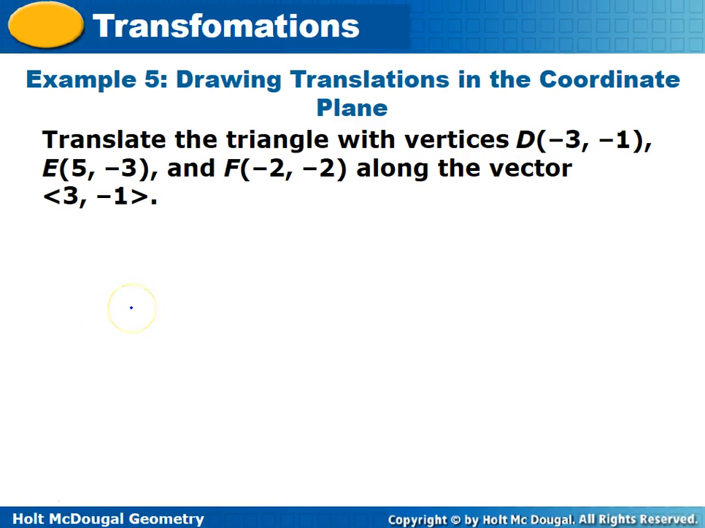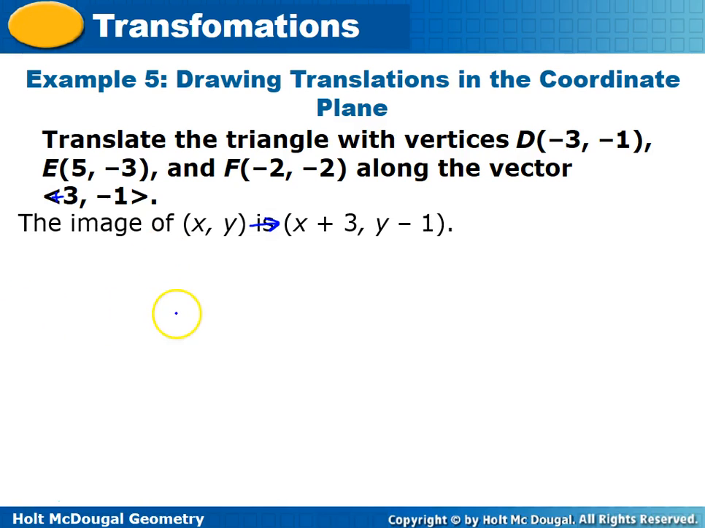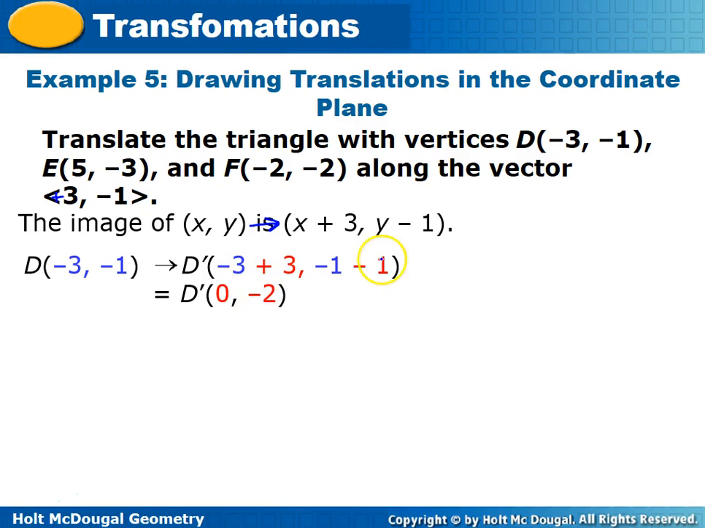Okay, so now it says translate the triangle with the vertices D, E, and F along the vector <3, -1>. So we're going to write a rule again. So we're going to say (x, y) goes to (x + 3, y - 1), and we're going to add the 3 because that's a positive 3 there to the x, and then we're going to subtract the 1 from the y value because it's a -1. So we're going to do that to every one of these. So basically we're going to add 3 to the -3 here. We're going to subtract 1 from the -1. That's what we did there.